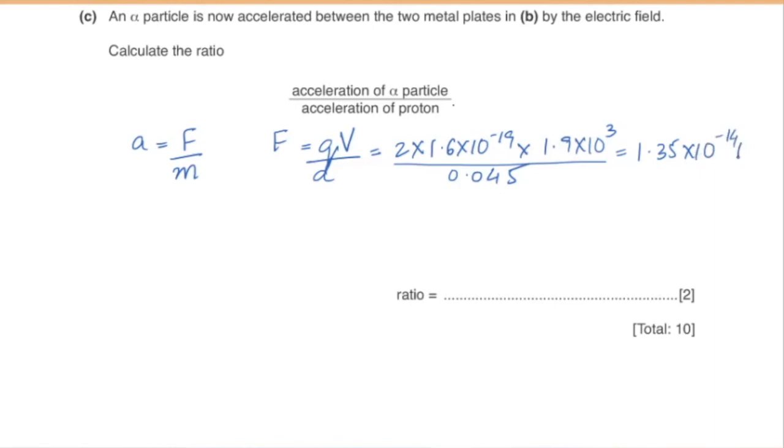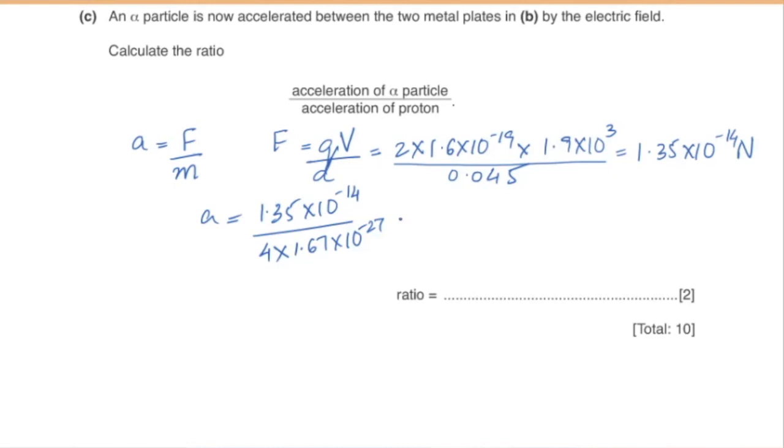Now, acceleration is equal to 1.35 × 10^-14 divided by the mass of the alpha particle. An alpha particle carries 2 protons and 2 neutrons, so in total 4 multiplied by 1.67 × 10^-27. Hence, the acceleration of the alpha particle is 2.021 × 10^12.